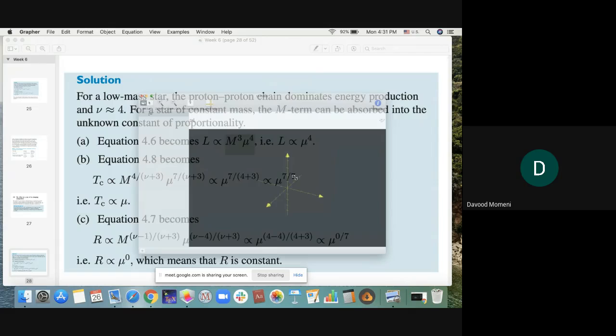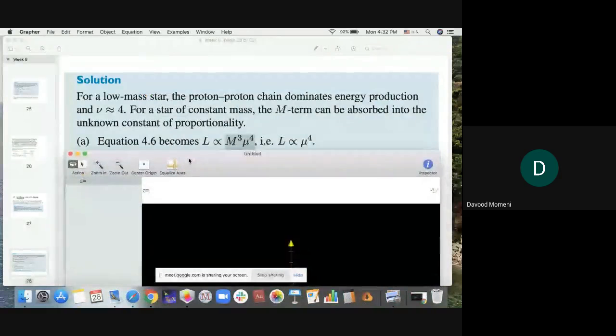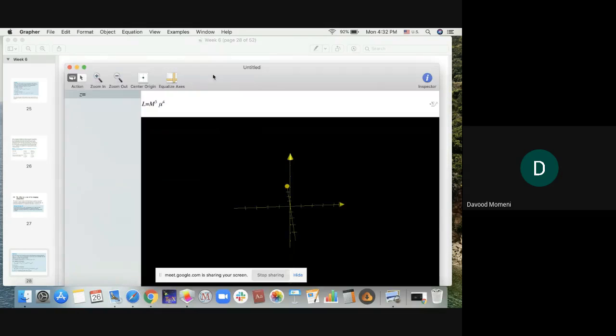For example, I call it Z, but you can call it whatever you want. For example, the luminosity, which for lower mass stars is proportional to m cubed times mu to the power 4. I want to plot these functions.